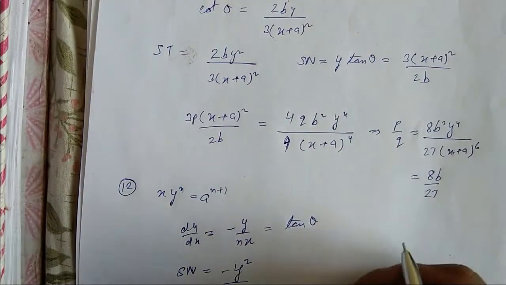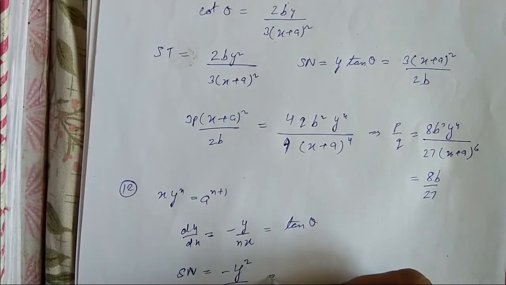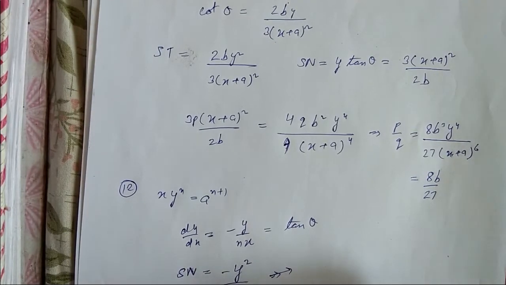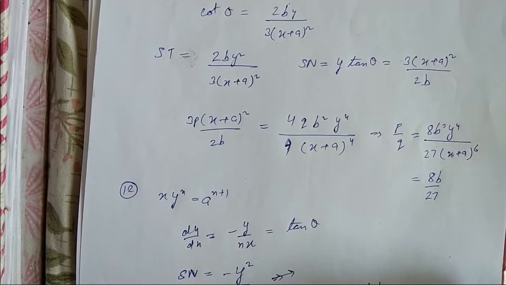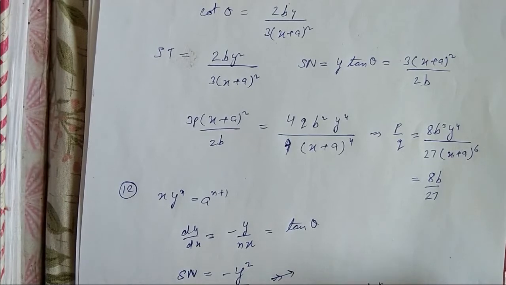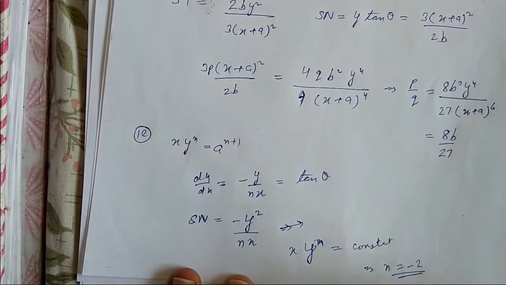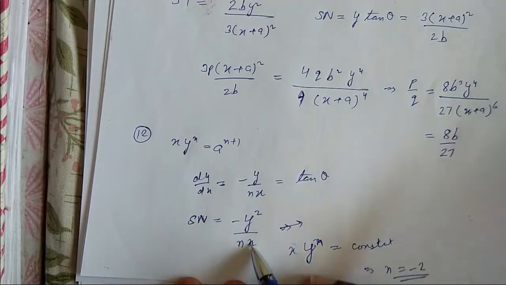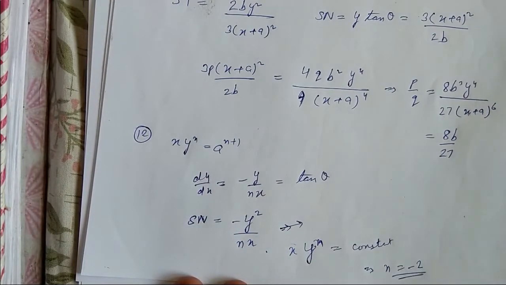Okay, if minus y square by nx is constant, but we also know this is constant. We also know that x y power n is also constant, hence n has to be equal to minus 2. Okay, substituting x from this equation, constant upon y power n, in this equation, we get n is equal to minus 2. Okay, now moving on to question number 13.